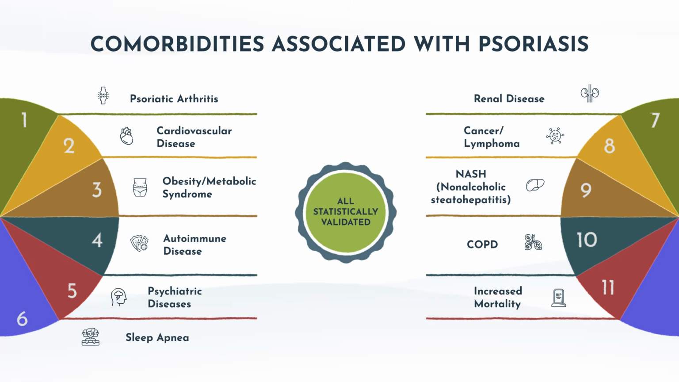So you're definitely going to want to keep tabs and check in on that with your psoriasis patient. But as you can see, there are so many comorbidities associated with psoriasis. These are all statistically validated, and they really cover every organ system. So renal disease, cancer, lymphoma, non-alcoholic fatty liver, COPD, sleep apnea, autoimmune diseases, obesity, psychiatric diseases, so increased rates of things like depression and anxiety. And again, the reason why we see all of this in concert with psoriasis is that psoriasis is not just a skin condition, it is a systemic inflammatory disease.